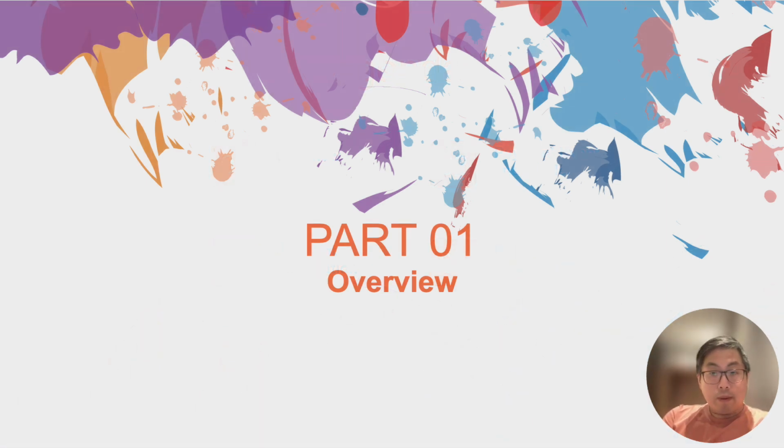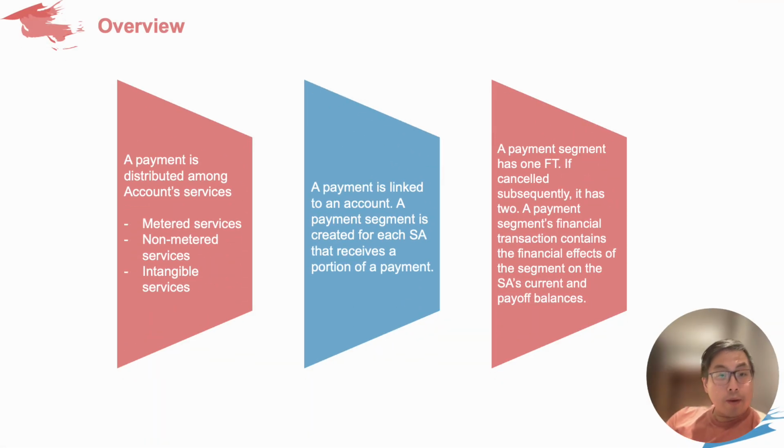Okay, so part one, overview. Here we look at some very basic concepts for payment. First of all, a payment is distributed among account service. So payment is on the level of account. And these services could include, let's say, metered service, for example, consumption-based. A non-metered service could be, let's say, a lamppost, which is not consumption measured, but it's actually provided as a service and is probably fixed price every month. And also intangible service. It could be an insurance service or any other types of service the utility provides.